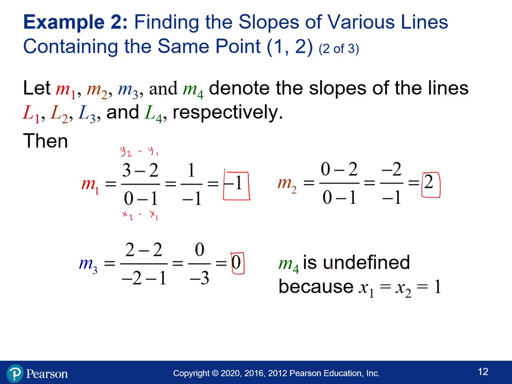And on the last one, it's undefined, because when you plug this in, your denominator is going to be 1 minus 1. x2 was 1, but so was x1. So your denominator is 0, and that's undefined. So we know that this is going to be a vertical line. Then let's go ahead and graph these.